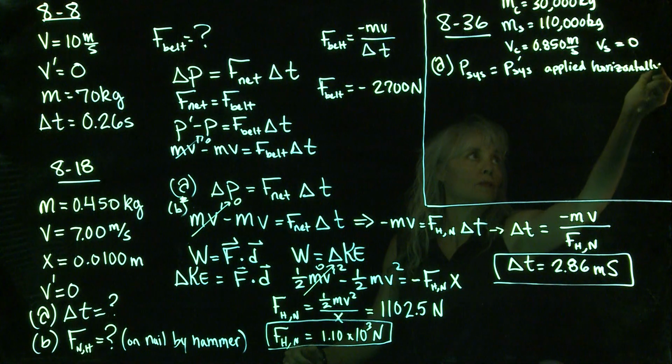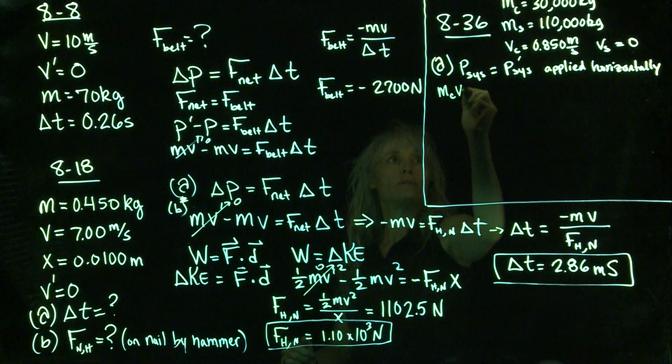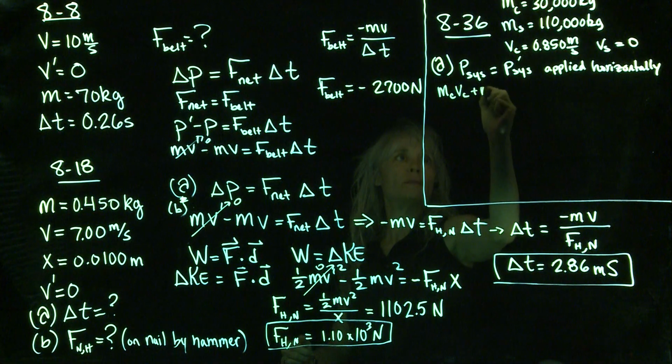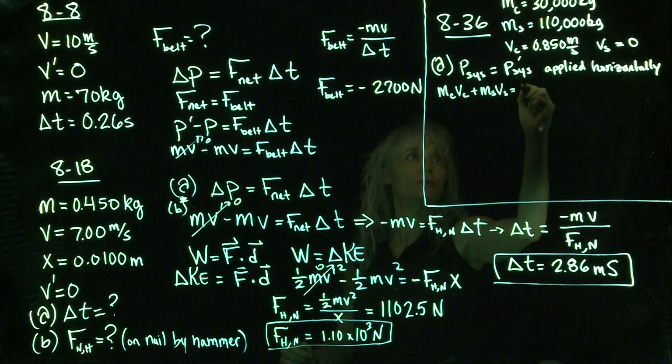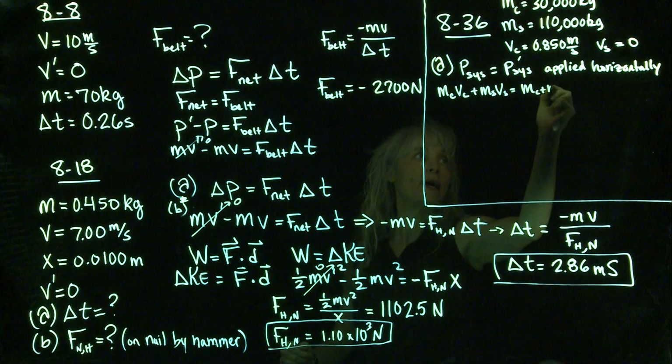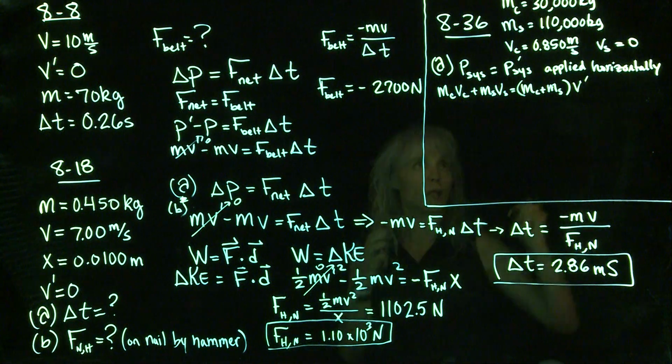Okay, in other words, we're only dealing with the horizontal dimension here. So the momentum of the system before, this is going to be the mass of the car times the initial velocity of the car plus the mass of the scrap times the initial velocity of the scrap, and that's going to be equal to the mass of the car plus the mass of the scrap, because they're now moving off at one velocity, times their final velocity.